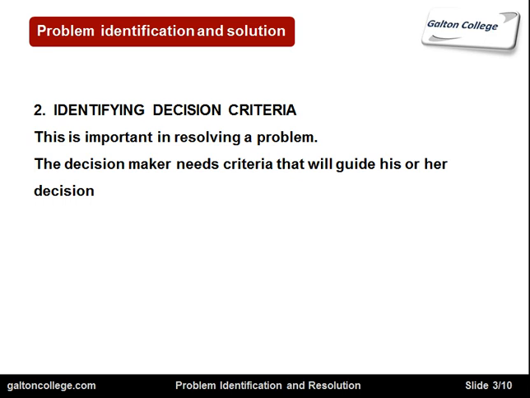Next, we identify decision criteria. This is very important in resolving the problem. The decision maker needs criteria that will guide his or her decision. Putting it simply, we need to know what is good and what is bad as a solution here. We need to know how to achieve the outcome, the desired state of affairs, and we need to be able to judge between alternatives. So we need some sort of decision criteria. How do we measure the decision? How do we judge whether the decision is good or bad?